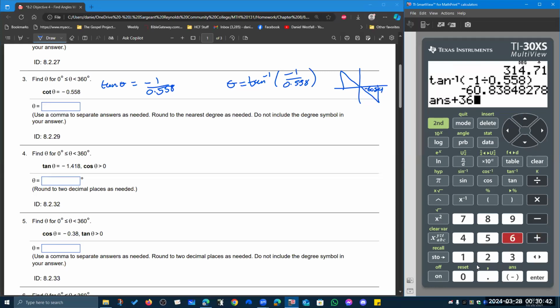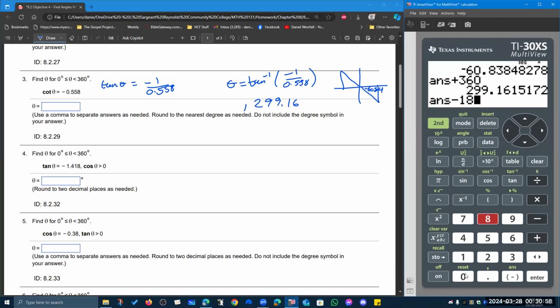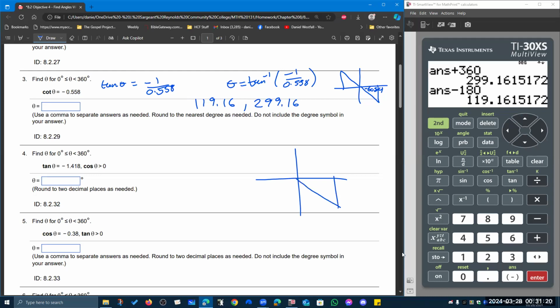I'm going to add 360 to that. My bigger angle is going to be 299.16. Notice that these are on the same line. They're 180 degrees away from one another. So I'm going to subtract 180 degrees from that to get my smaller angle, which is 119.16. I'm told tangent is negative and cosine is positive, so I'm forced to be in quadrant 4. There's only one answer here.